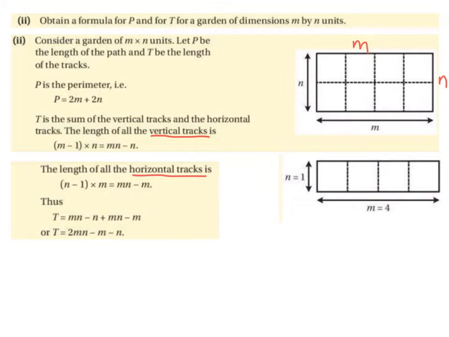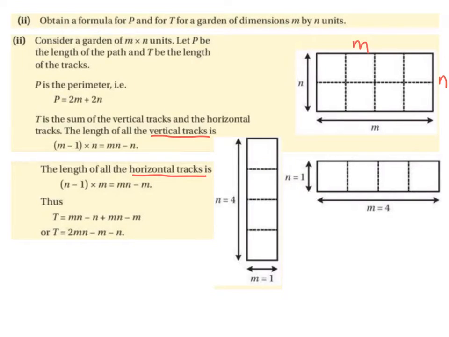Now let's have a look at the horizontal tracks. Our horizontal tracks formula is going to be n minus 1 times m. In this case our n was 4, and 4 minus 1 makes 3 horizontal tracks, and that would be multiplied by whatever our m was. No matter what we have for n, we're going to minus 1 and then multiply it by whatever we have for m. So n minus 1 times m is going to give us mn minus m.